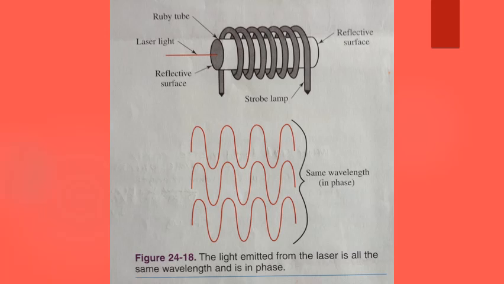Laser construction. Look at figure 24-18 on your screen. This is a typical laser. It consists of a light source such as the strobe and a ruby. The gas in the laser can be replaced easily by pumping different gas into the resonant cavity.